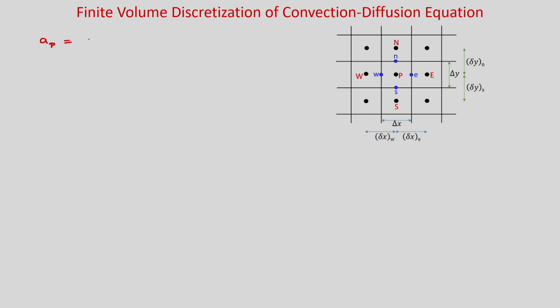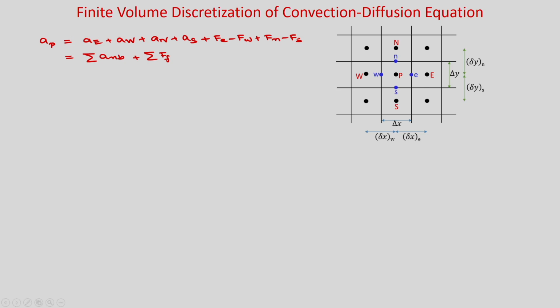So, now you can write a p as a e plus a w plus a n plus a s plus f e minus f w plus f n minus f s, and this you can write as the summation of a n b, because all the neighbor coefficients summation, plus the summation of delta f. Okay. What is delta f? What does it signify? f e minus f w plus f n minus f s. Okay.